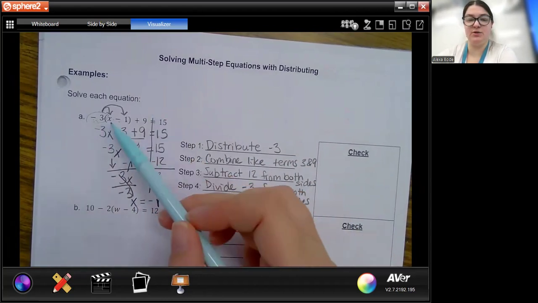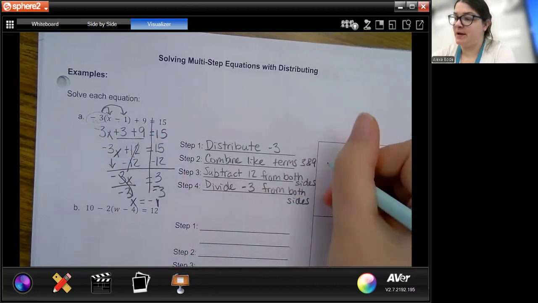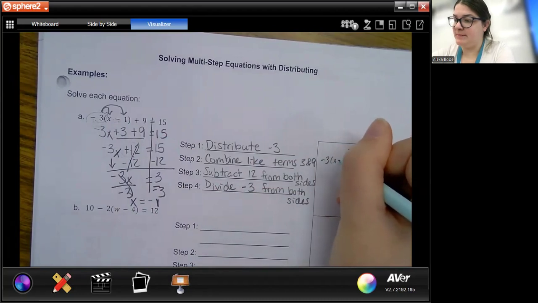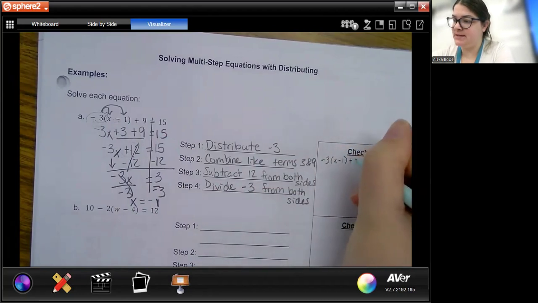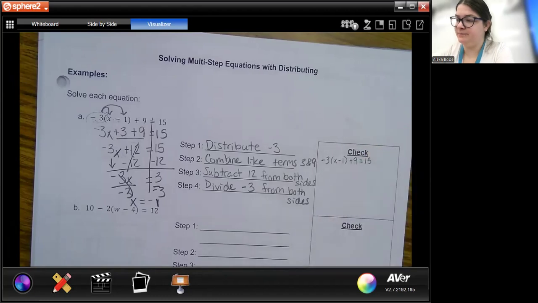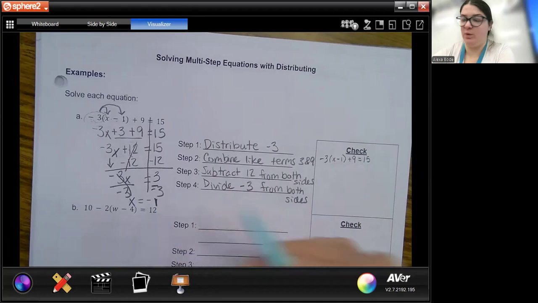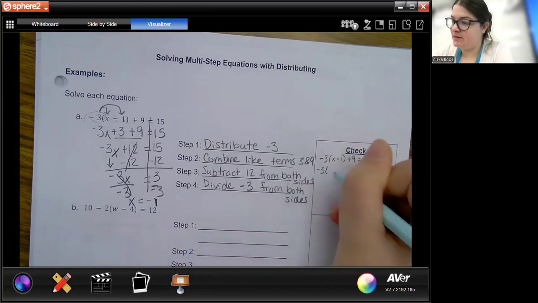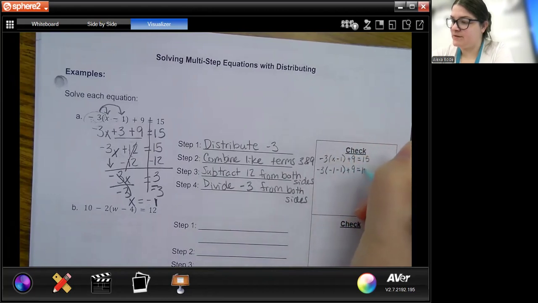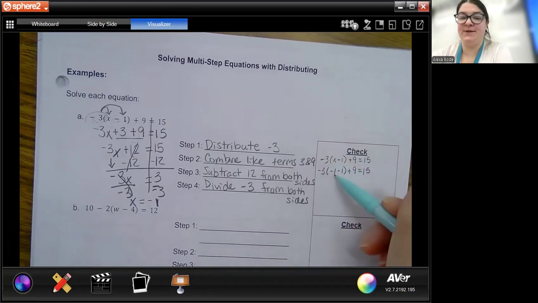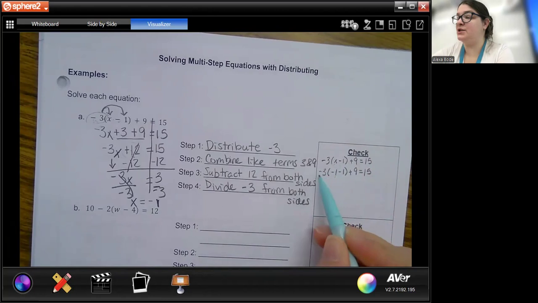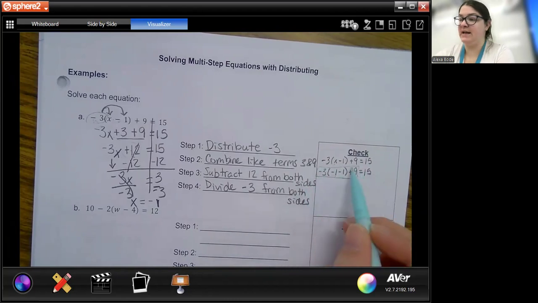So now let's put this into our equation and check. So my original equation was -3(x - 1) + 9 equals 15. So where I see an x, I'm just going to put -1 in there. So -3, then (-1 - 1) plus 9 equals 15. So I just replaced my x with the -1. And now all I do is solve this side to see if it equals 15. If this side equals 15, then our x is in fact -1.